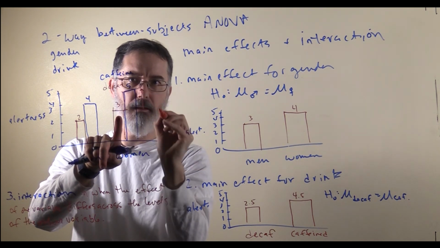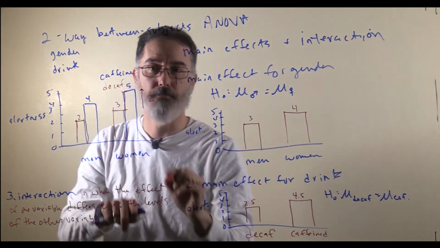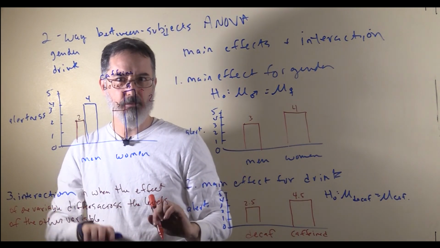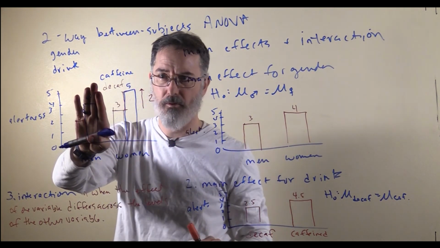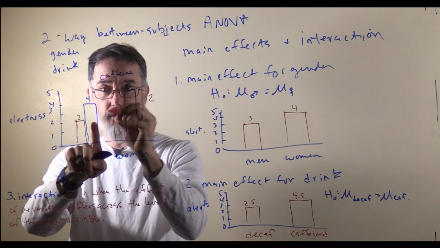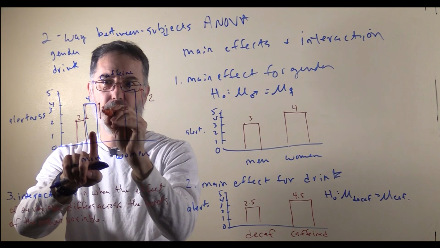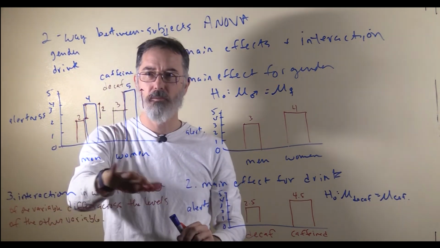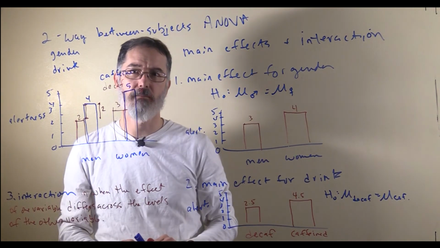So for women, their alertness was boosted 5 minus 3, a boost of 2. So the effect for women was an increase in alertness of 2 from going from decaf to caffeinated. How about for men? Well, they went from a 2 to a 4 also. So for men, there was an increase of 2. Both men and women had the exact same increase, the exact same effect from caffeine.